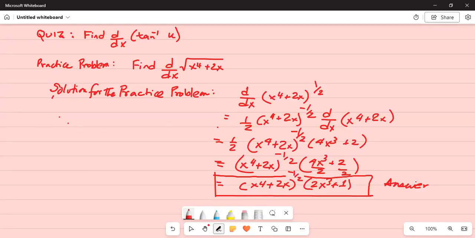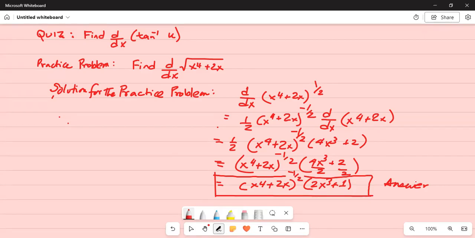Now remember the half: it is as if I multiply by half each term in the second parenthesis, 4x cubed plus 2. So it is 4x cubed divided by 2 plus 2 divided by 2. The final answer is that the derivative with respect to x of the given expression is (x^4 plus 2x) to the power of minus half multiplied by 2x cubed plus 1.